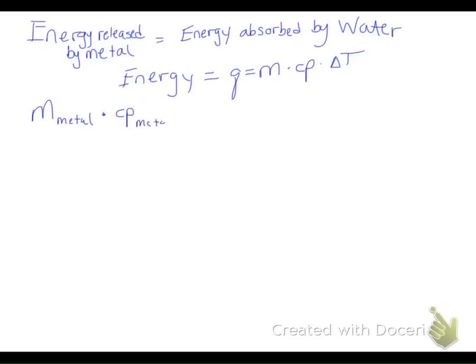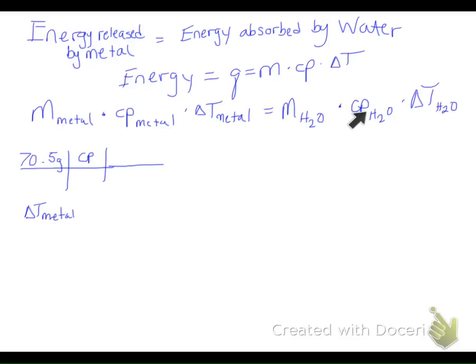So right here I know that the mass of the metal times the Cp of the metal times the change in temperature of the metal is the energy released by the metal. And because I know that the energy released by the metal is equal to the energy absorbed by the water, I can actually set that equal to the mass of the water times the Cp of the water times the change in temperature of the water.